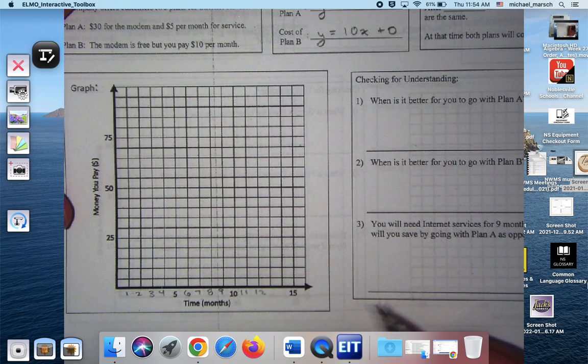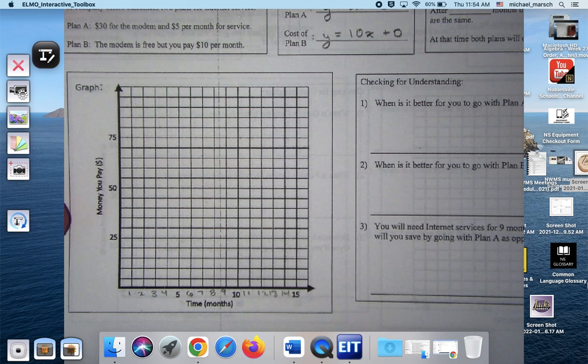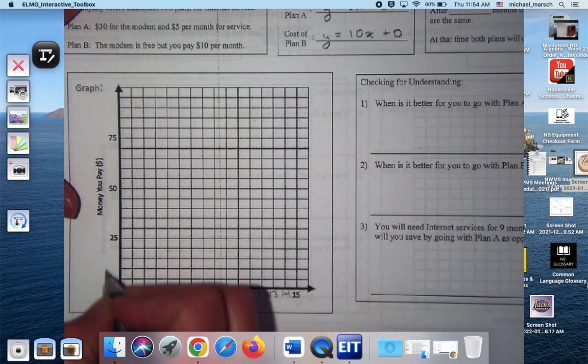So now we're going to graph these. And since we just practiced graphing equations, we know that we start at the y-intercept, and then we use the slope to plot the other points. So down here we have time in months. So we can go ahead and fill in the other values. And then the money we pay is in $5 increments. So fill those in.